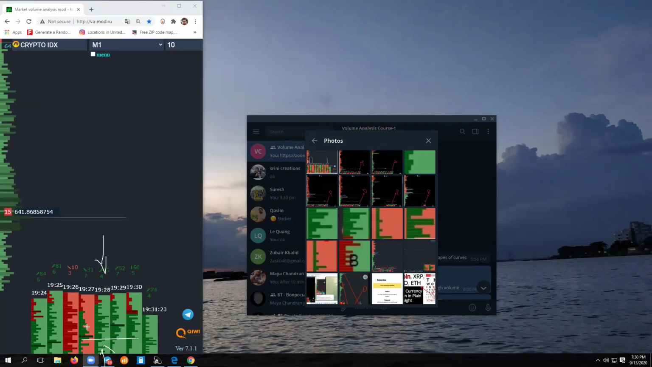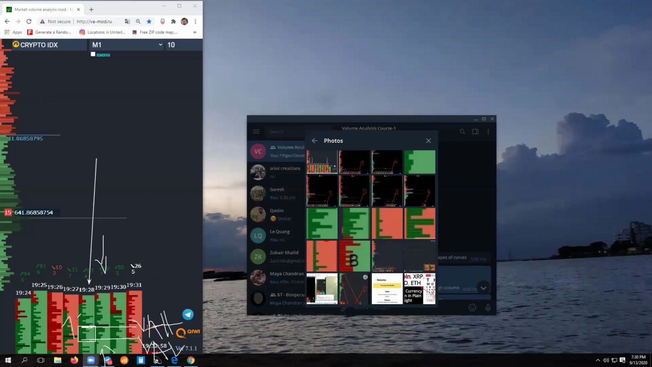This is the value area low and this is the value area high, because our high volume node is here. Is this the high volume node in this histogram? Okay, it's the high volume. So this is the value area high, and this is the value area low. Understand? And this is the POC point, which is the high volume node.